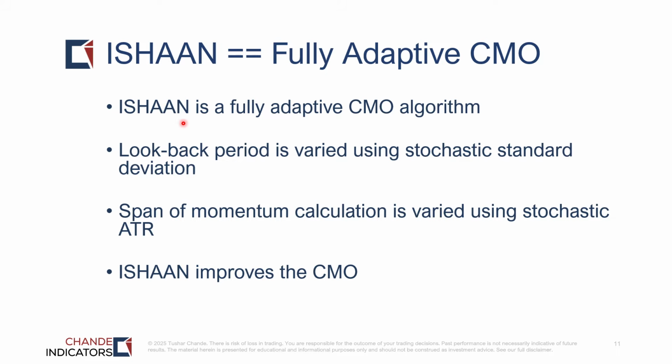Ishaan is essentially a fully adaptive CMO algorithm. The lookback period is varied using stochastic standard deviation. The span for the momentum calculation is varied using stochastic average true range. So Ishaan significantly improves the CMO algorithm.